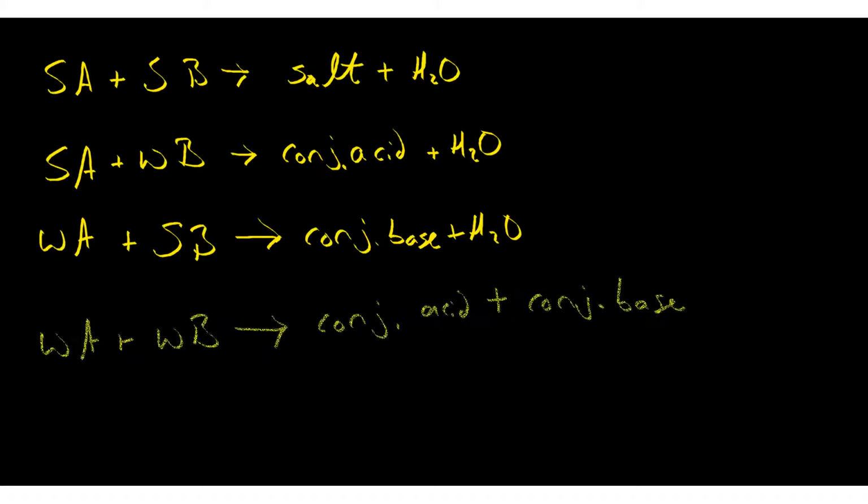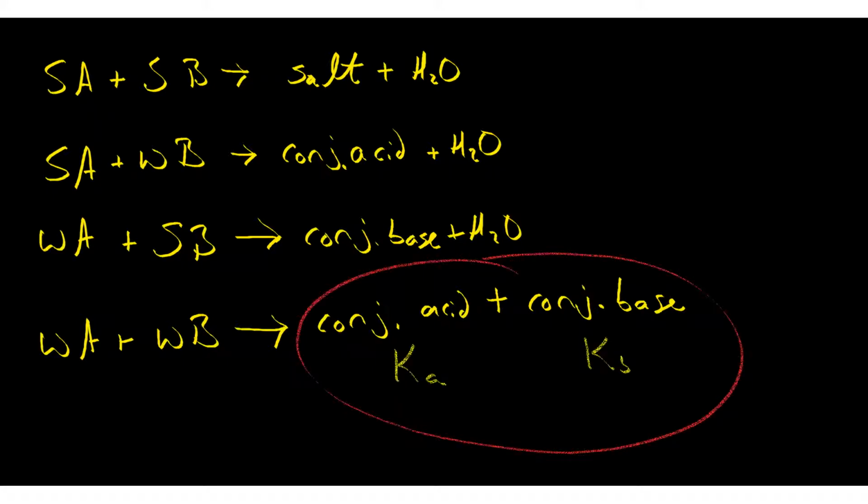As for a weak acid and a weak base, well, you're going to get a conjugate acid and a conjugate base as products. So mixing an acid and a base, the result is going to be a different acid and a different base. And they're each going to have their own equilibrium constant, a Ka and a Kb. And which one dominates depends just on which one is bigger. If Ka is bigger, then you have an acidic solution. If Kb is bigger, you have a basic solution.